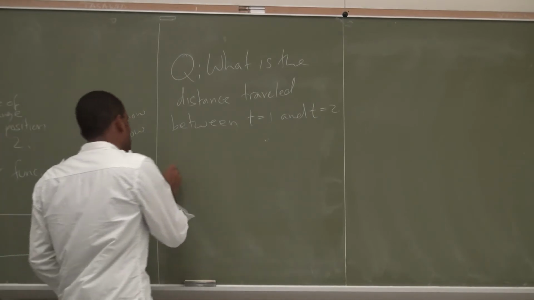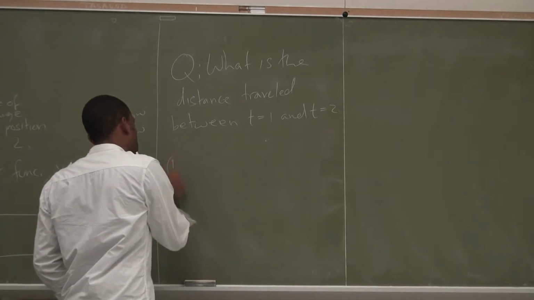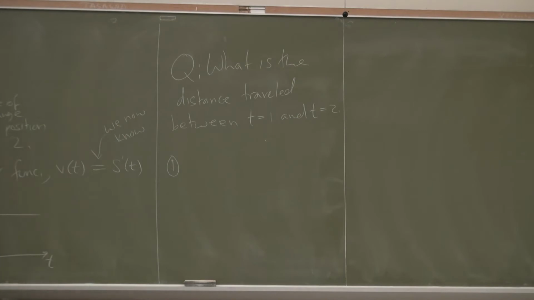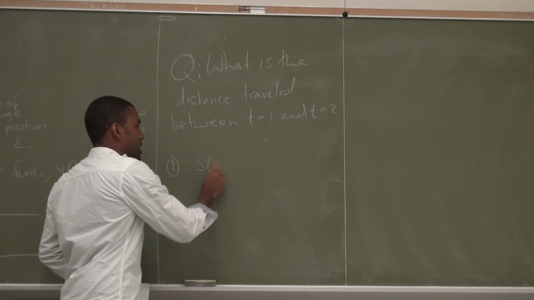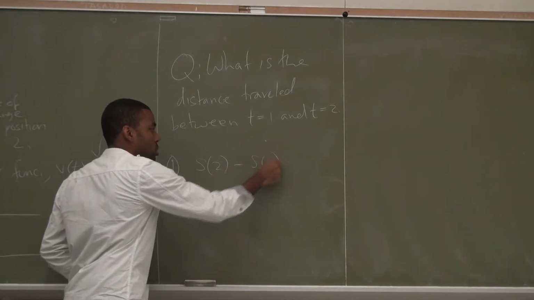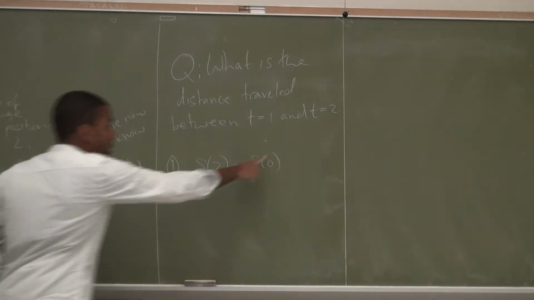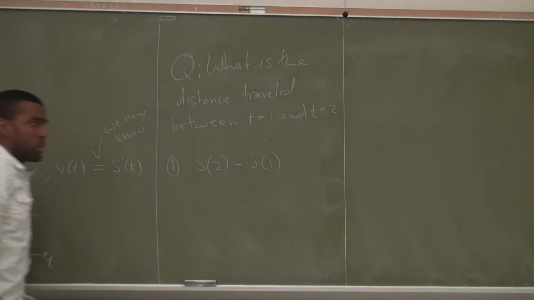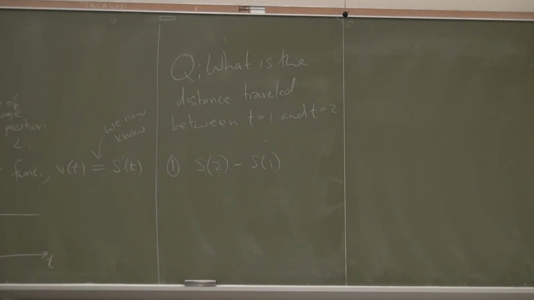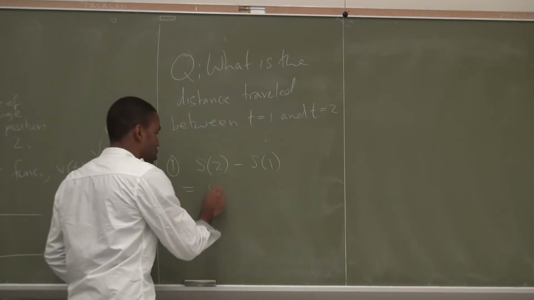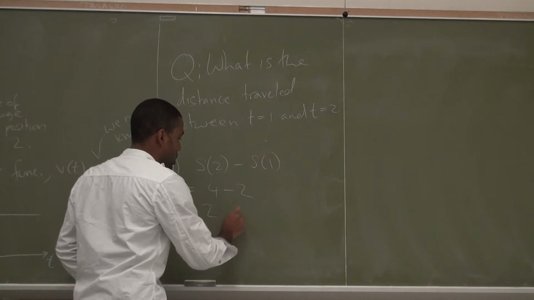Well, there are several ways you can do this, right? You can subtract the position function. Just find out what is my distance at 2 subtracted from the distance I was at 1. That's one way to go about it. So I know when time is 1, my value is 2. When time is 2, my value is 4. So then the distance I traveled was 4 minus 2, 2 meters, right?